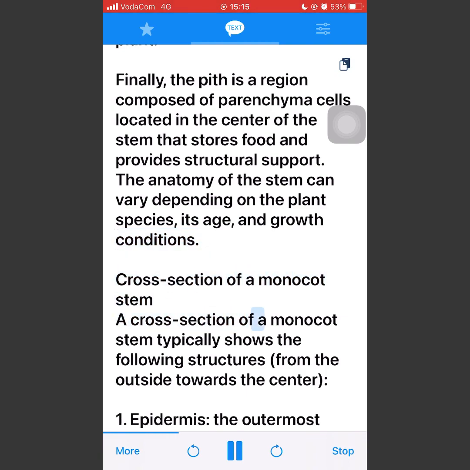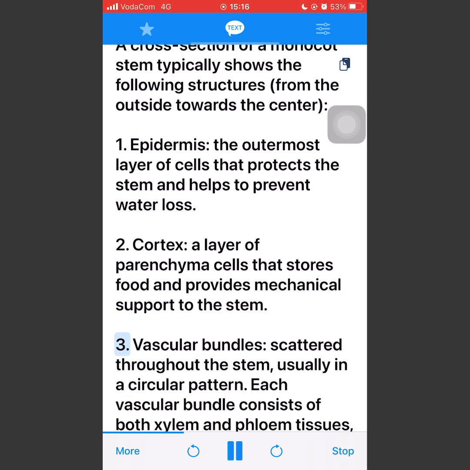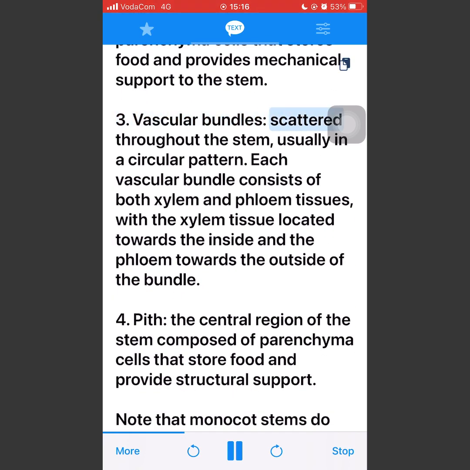A cross-section of a monocot stem typically shows the following structures, from the outside towards the center. 1. Epidermis, the outermost layer of cells that protects the stem and helps to prevent water loss. 2. Cortex, a layer of parenchyma cells that stores food and provides mechanical support to the stem. 3. Vascular bundles, scattered throughout the stem, usually in a circular pattern.